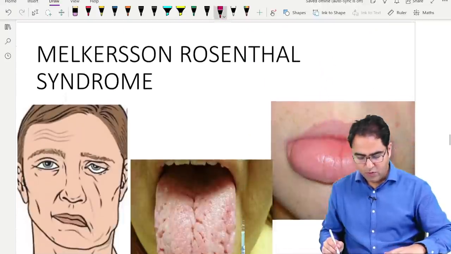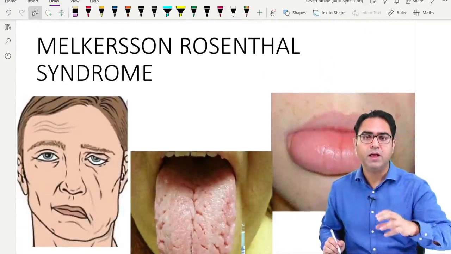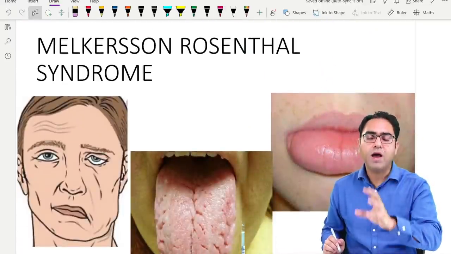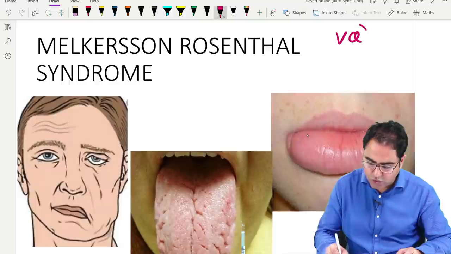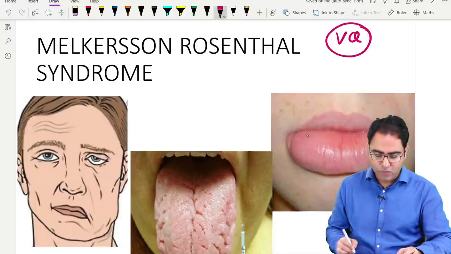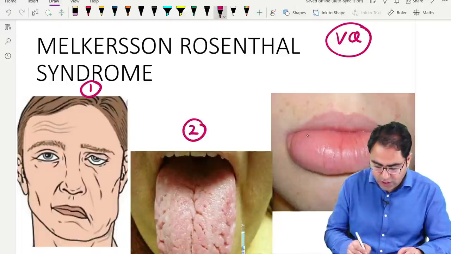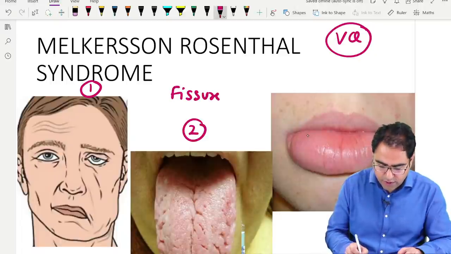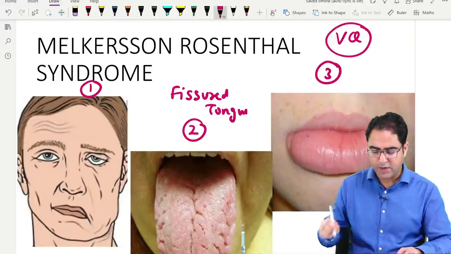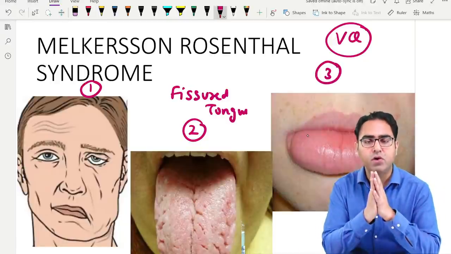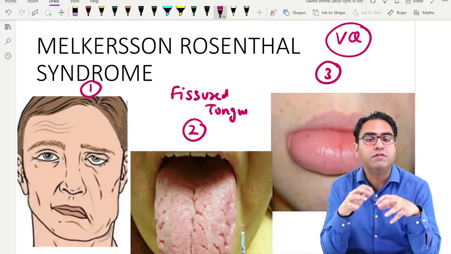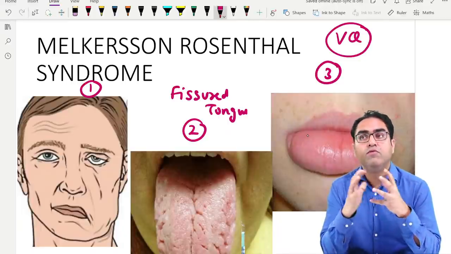Okay, now another triad, for dermatology, beta. Melkersson-Rosenthal syndrome is a visual question of the paper, beta. Okay, the triad is what? Number one, recurrent facial palsy. Number two, fissured tongue. The tongue has got deep cuts, beta. Deep fissured tongue. And number three, lip swelling, beta. Okay, let us see the syndrome name. Melkersson-Rosenthal syndrome is a dermatology visual question.